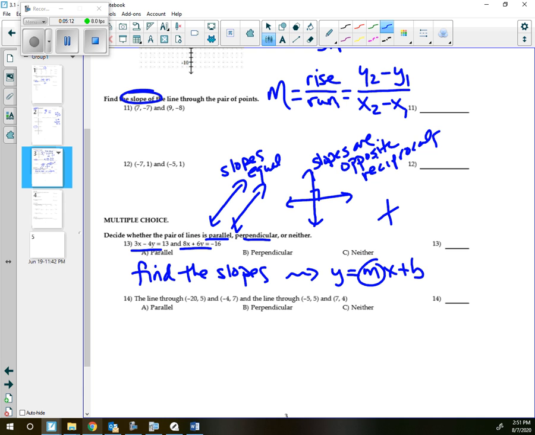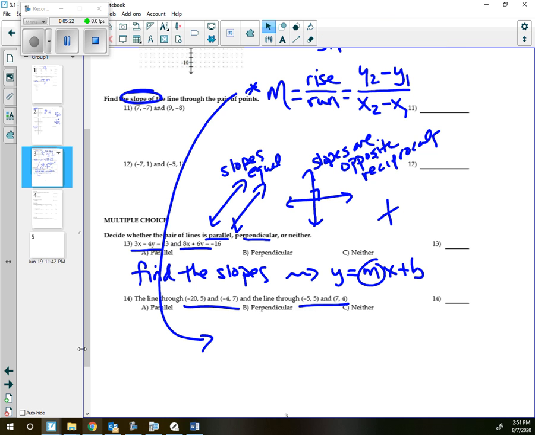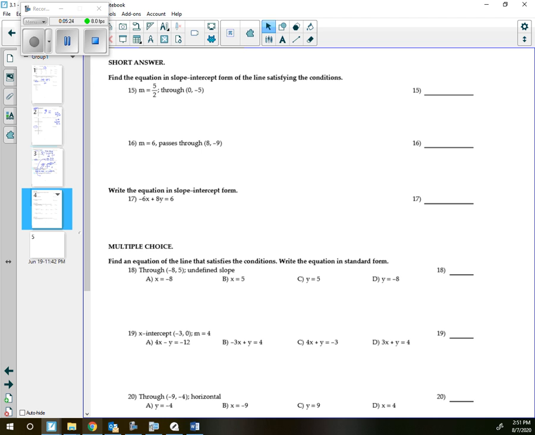So solve for y. If they give you two ordered pairs, how would you find the slope? Well, we have a slope formula, right? So we can use that slope formula here, and then you're going to compare the slopes and see what you know. All right, for the last part, we talked about writing equations.